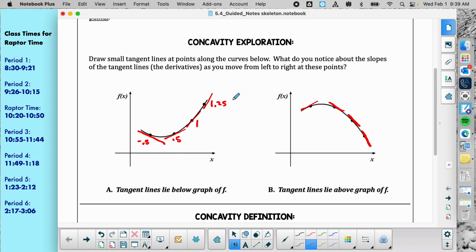Okay, now looking at these answers that we wrote, as we go left to right, are the slopes getting bigger or smaller? Bigger. Okay, perfect. So the slopes are getting bigger. So we would say the slopes are increasing because they are getting bigger.